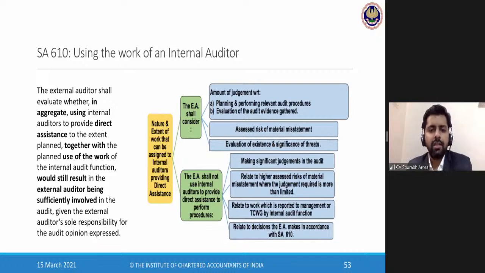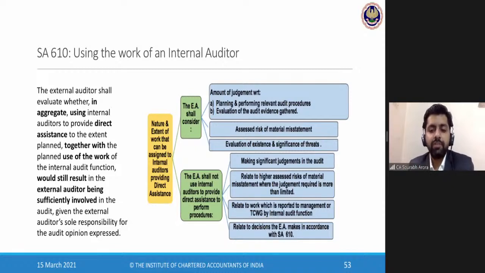The external auditor shall not use internal auditors to provide direct assistance to perform procedures in which making significant judgments in the audit is required. So you will not ask the internal auditor to make significant judgments on your behalf, which relate to higher assessed risk of material misstatement. If you have assessed that the risk of material misstatement is high in specific areas, you will not take direct assistance from the internal auditor.